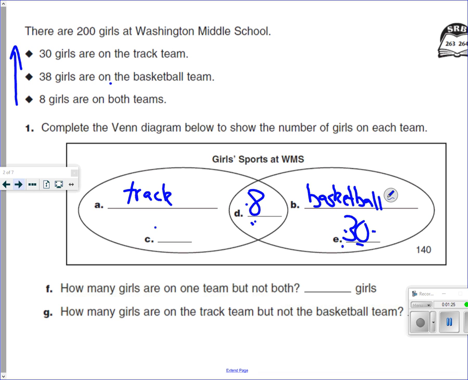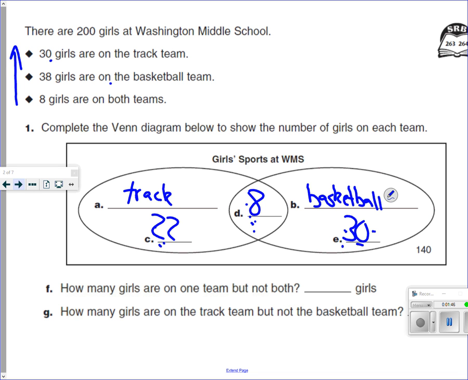Now it leaves me with the girls on the track team. There are 30 girls on the track team. 8 play basketball as well, so that means I'm left with 22 on the track team. If I add it up, 22 and 8 equals 30. So 30 girls are on the track team, but only 22 of them are just in track. So only 8 play both.